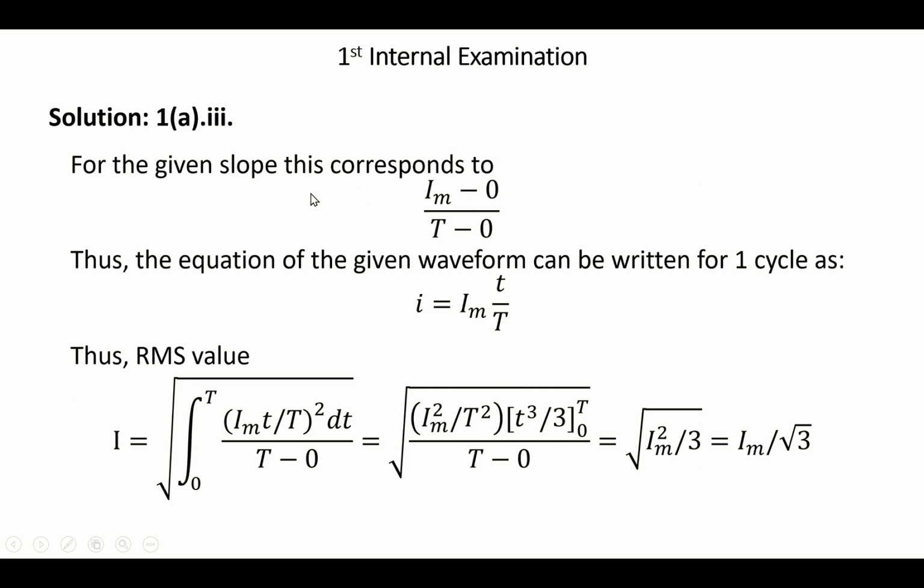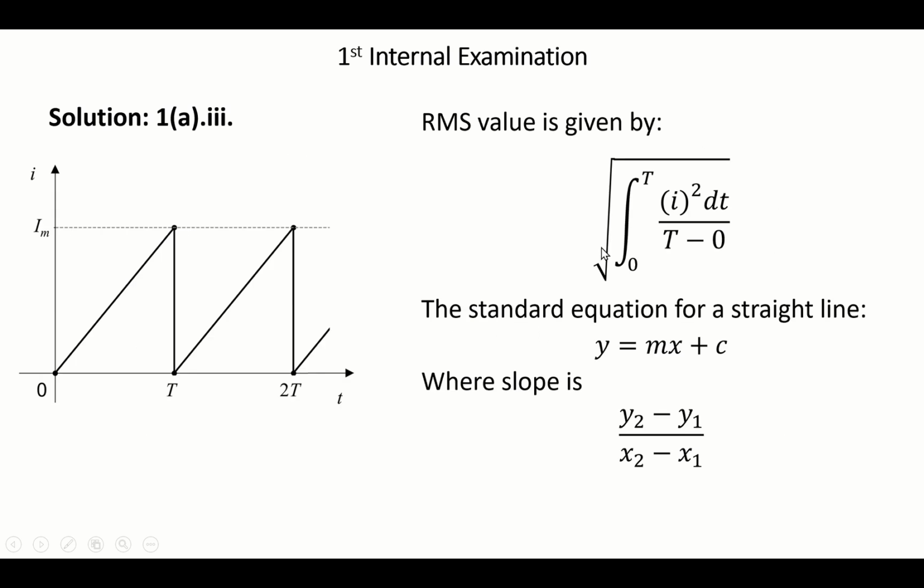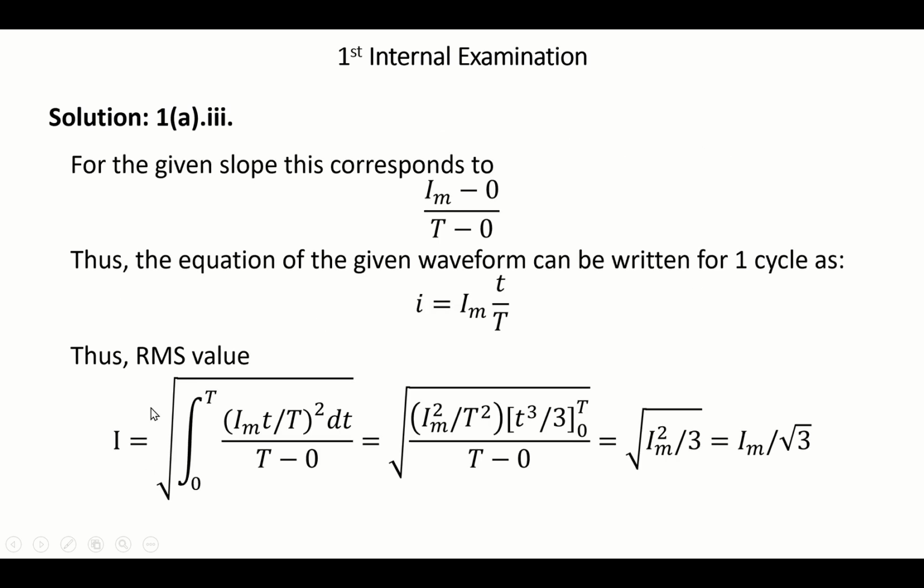So this gives the slope of the line as im divided by capital T, and thus the equation for that particular sawtooth wave between 0 and T can be written as i equal to im by capital T into t, which is y equal to mx plus c, where c is 0. If we substitute this value back into the RMS equation, the RMS value of current can be written in this form, and we further apply things that we already studied, like integration and substituting the limits. So what we get is im divided by root 3.